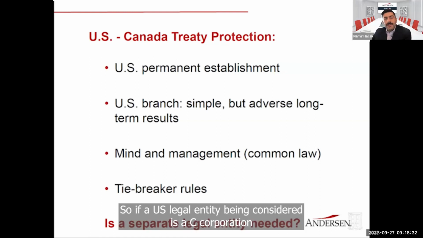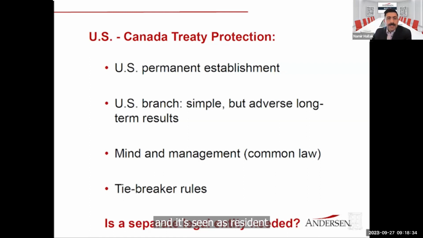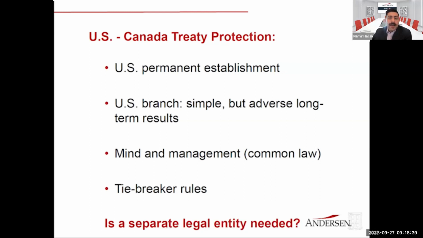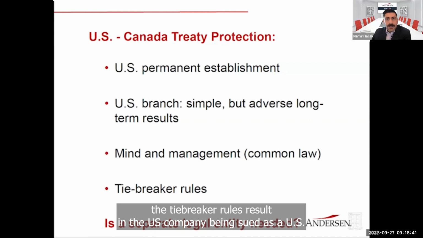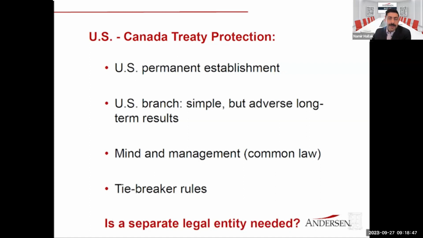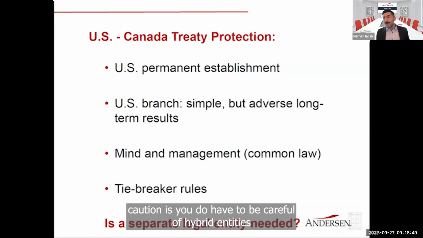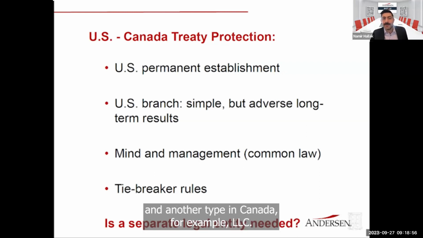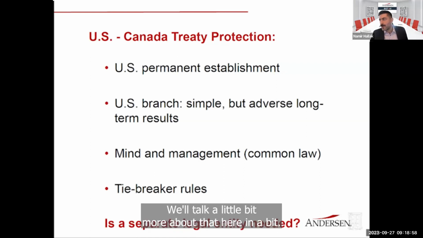So if a US legal entity being considered is a C corporation and it's seen as resident in both countries, because, for example, there's mind and management in Canada, the tiebreaker rules result in the US company being treated as a US resident based on where it's incorporated, making it a non-resident of Canada. Now, one thing I just want to caution here is you do have to be careful of hybrid entities, which are viewed as one type of entity in the US and another type in Canada, for example, LLCs. And we'll talk a little bit more about that here in a bit.